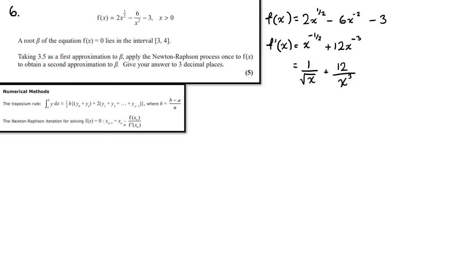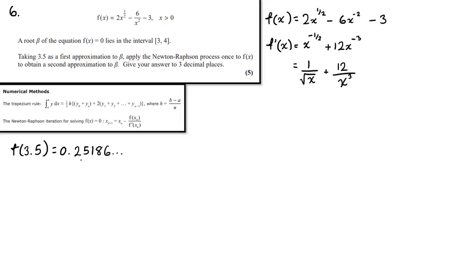Okay, so in that case, what we're told is 3.5 is our first approximation. So in that case, what I need to do is find f of 3.5, that would be my numerator here, and then we need to find f prime of 3.5. So f of 3.5, well, all we do then is we simply substitute 3.5 here into the x for f of x. So that's going to be 2 lots of 3.5 to the power of a half minus 6 over 3.5 squared minus 3. Okay, and if you put that into your calculator, you should get something that's very, very close to this, or depending on your accuracy, you're going to get 0.25186, so on and so on.